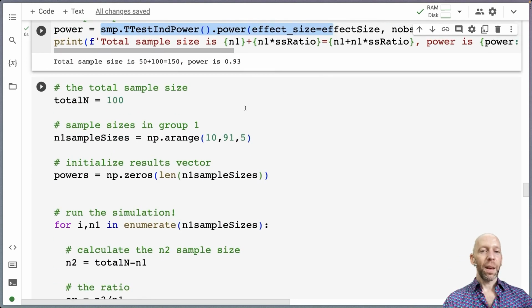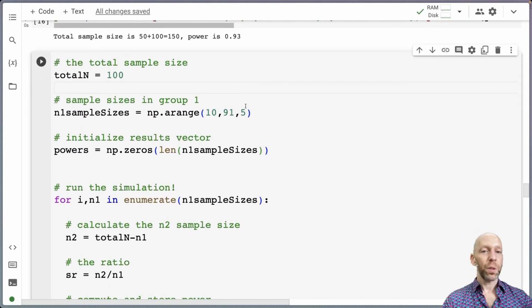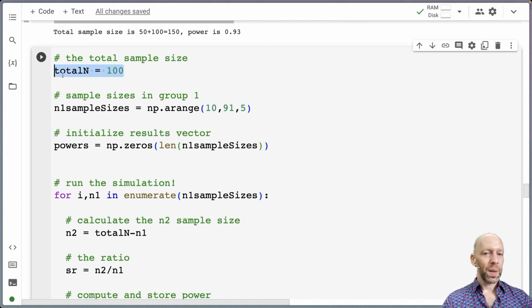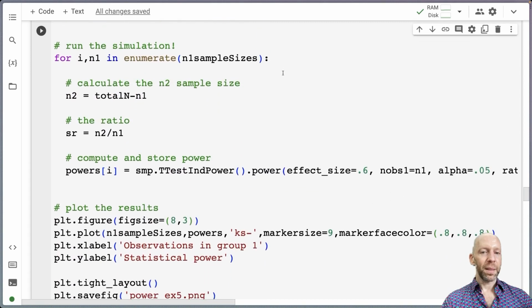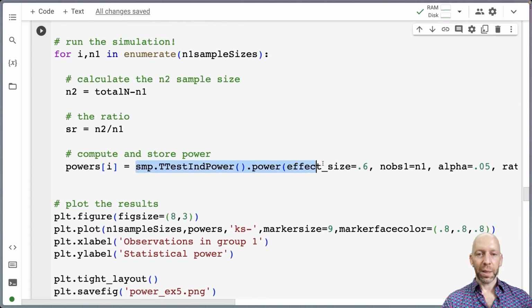Okay, so now we have our experiment. Here is the solution to the exercise. Total sample size is fixed. And then here I'm varying the sample size of group 1 from 10 to 90 in steps of 5. And so here I'm using the function. Remember, the effect size is fixed for all of the runs, all of the iterations through this for loop.